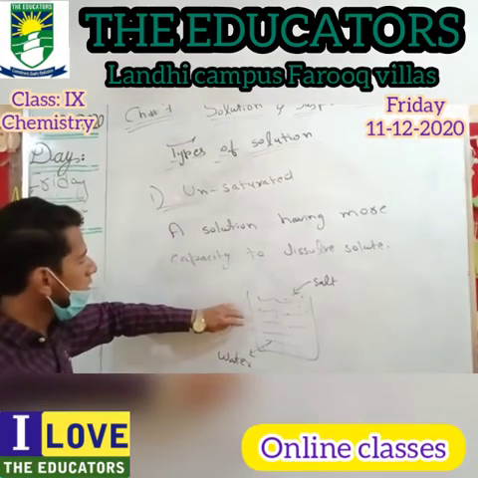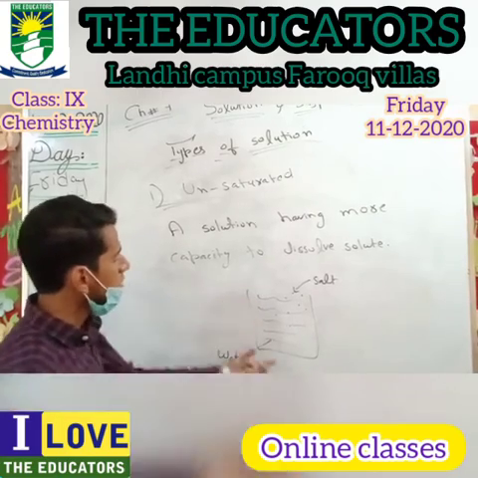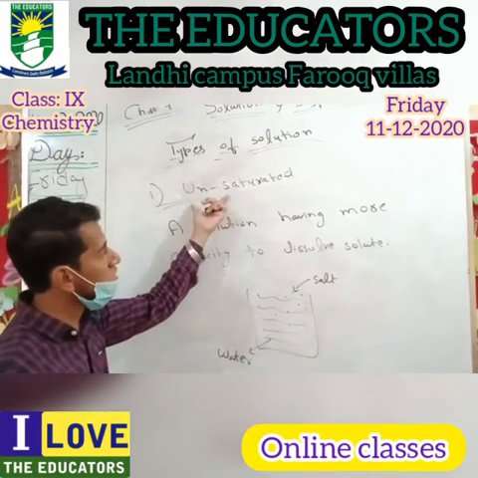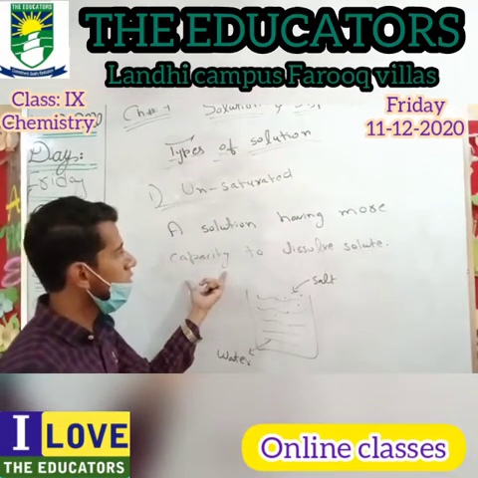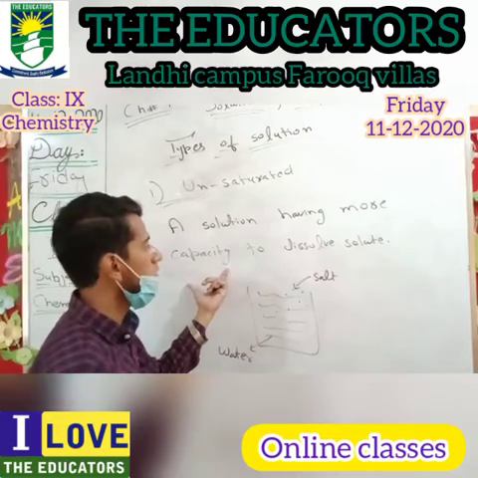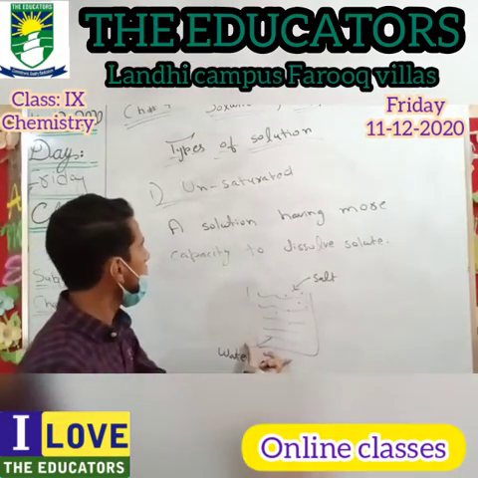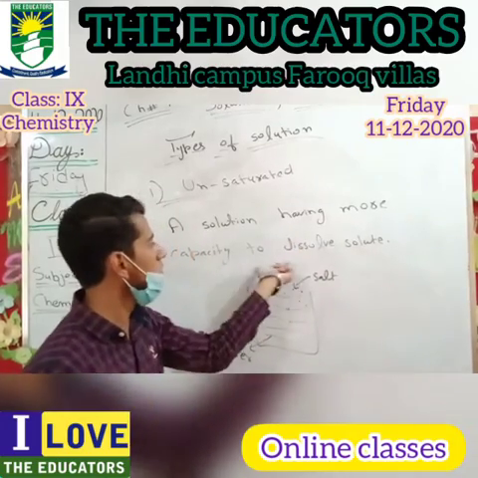So here it means that this water has more capacity to dissolve salt. This type of solution is called an unsaturated solution. A solution is unsaturated if it has more capacity to dissolve solute. Solute can be anything, salt or sugar or any other solute. So a solution is said to be unsaturated only if it has more capacity to dissolve solute.